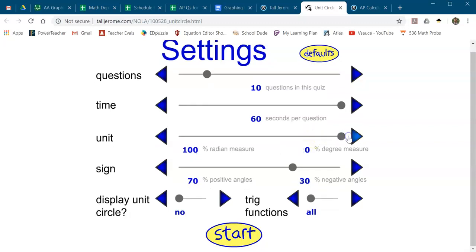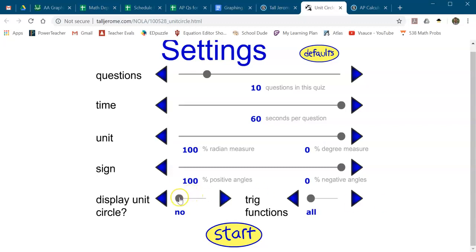Do 100% radians. In calculus, we won't ever do anything in degrees. We will always be in radians. When you're in physics, you'll do degrees. But in the calculus class, we'll always be in radians. And we're going to stick with 100% positive angles. You're welcome to put in some negative angles because they do come up infrequently.